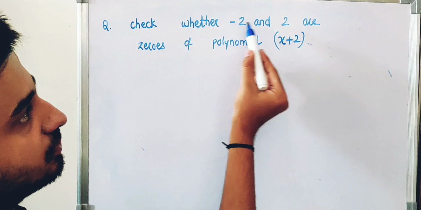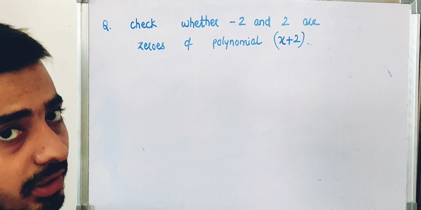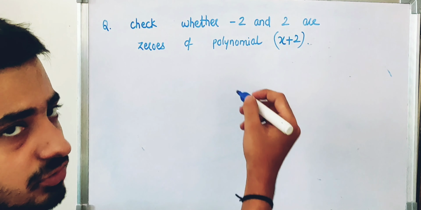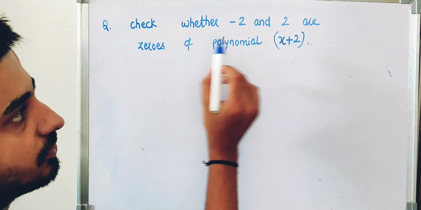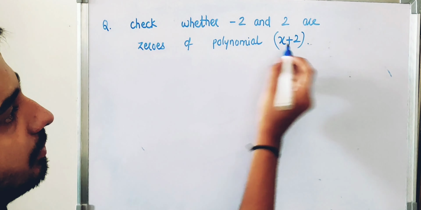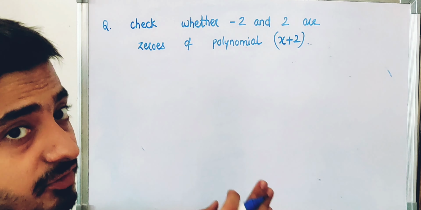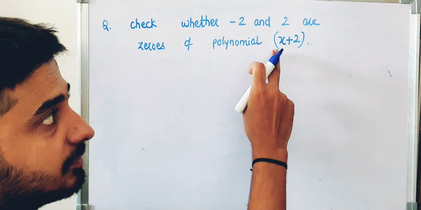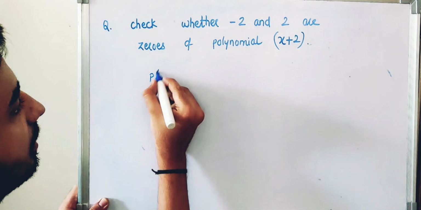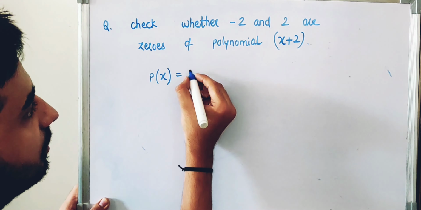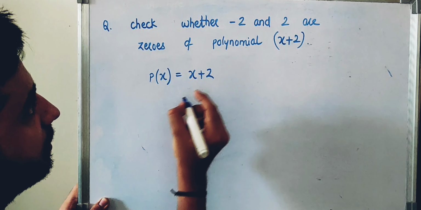Check whether -2 and 2 are the zeros of the polynomial. And what is the polynomial given? x plus 2. We have to find out whether -2 and 2 are the zeros of the polynomial or not. Which type of polynomial is it? It is p of x. Why p of x? Because the variable is x. So we can write in proper format: first of all, the question, p of x equals x plus 2.